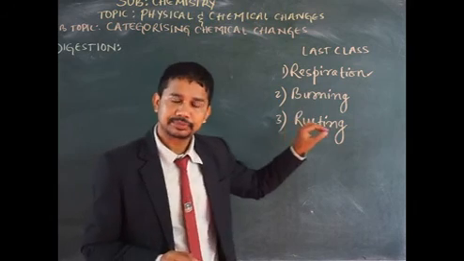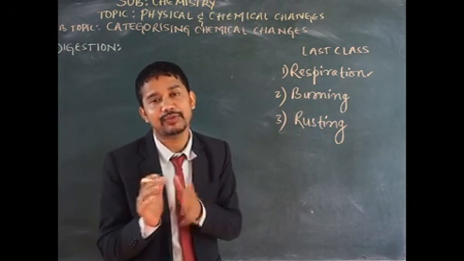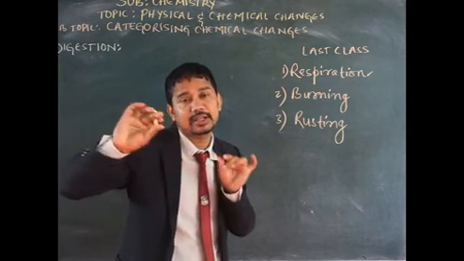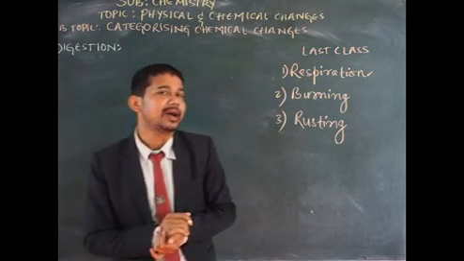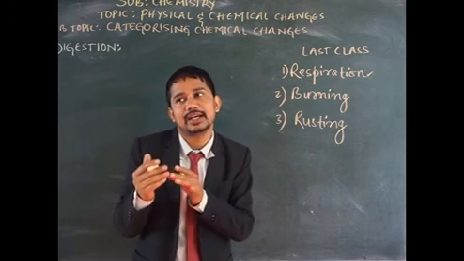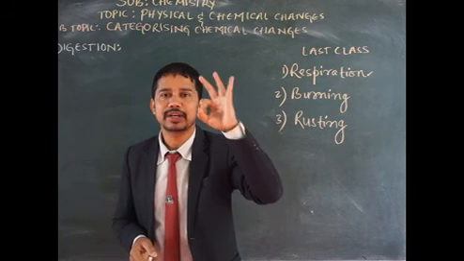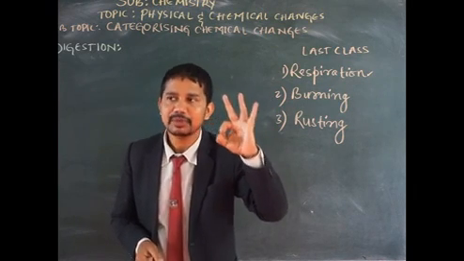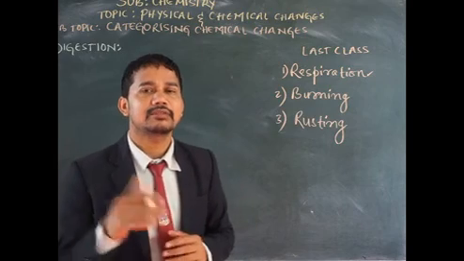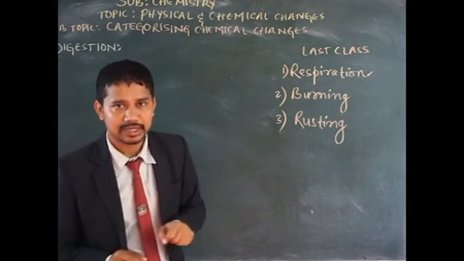Then rusting. In rusting, actually, what is rust? Rust is a brown flaky, powdery substance which forms on the surface of iron and makes the iron very thin. You can see that a big iron rod converts into something very small, because the iron metal converts to rust and falls down. Rusting is also exothermic.